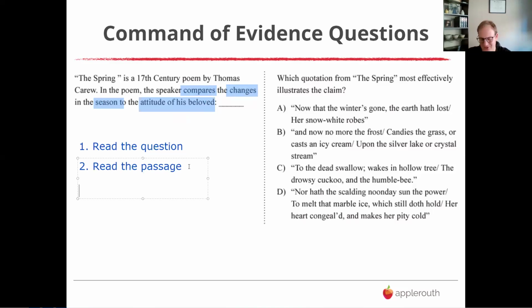Then if you can predict the answer, great, but usually it's just going to be a process of elimination. And ultimately we want to find an answer choice that makes us say, I can't argue with that. Now this question is hard, 17th century, right? That's a big red flag right away. So we kind of have to just look at these choices and find the worst ones, like C doesn't really indicate they're talking about a person at all. And then same with A is closer, but the winter's gone, the earth hath lost her snow white robes. The her is describing earth, not a person.